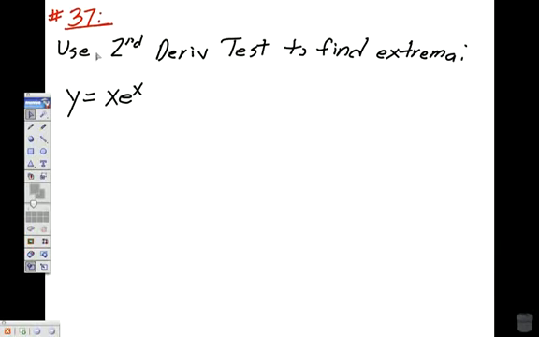We're looking at number 37 on page 216. The question asks us to use the second derivative test to find the extreme values, maxes and mins, of the function y equals x times e to the x. So let's remember what the second derivative test says.